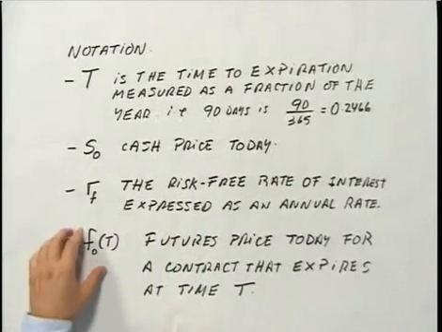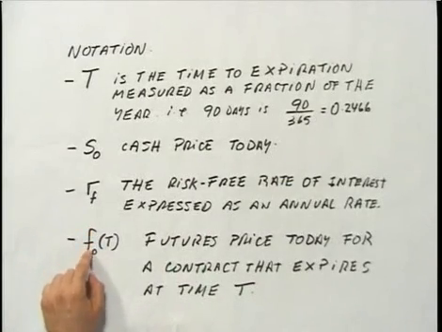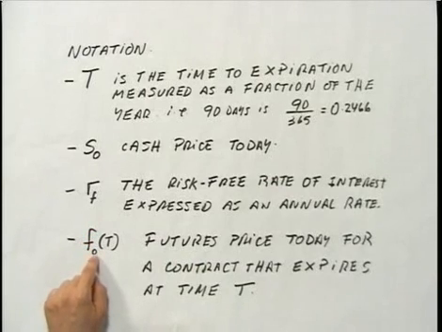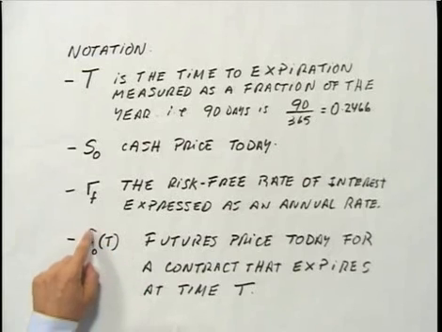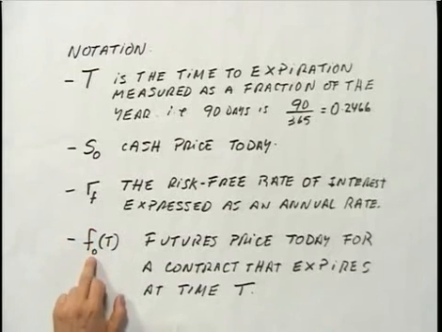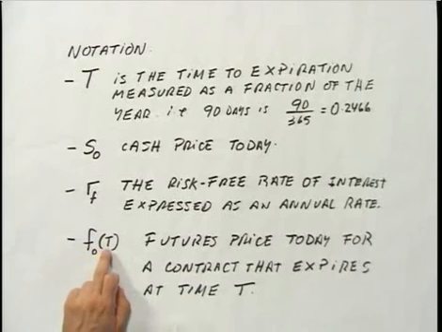Finally, the way we express the futures price is with the small f sub zero and in parentheses big T. What this means is that this is the futures price today for a contract that expires at time big T. Remember that a futures contract is an agreement that two counterparties enter into to either buy or sell something, an asset or commodity, at a future date at a fixed price. And that fixed price we call the futures price.